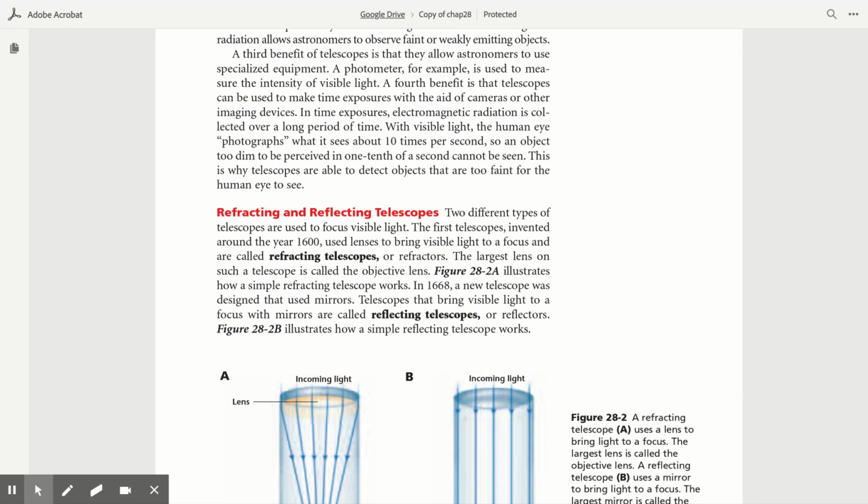A third benefit of telescopes is that they allow astronomers to use specialized equipment. A photometer, for example, is used to measure the intensity of visible light. A fourth benefit is that telescopes can be used to make time exposures with the aid of cameras or other imaging devices. In time exposures, electromagnetic radiation is collected over a long period of time. With visible light, the human eye photographs what it sees about 10 times per second, so an object too dim to be perceived in 1/10 of a second cannot be seen. This is why telescopes are able to detect objects that are too faint for the human eye to see.